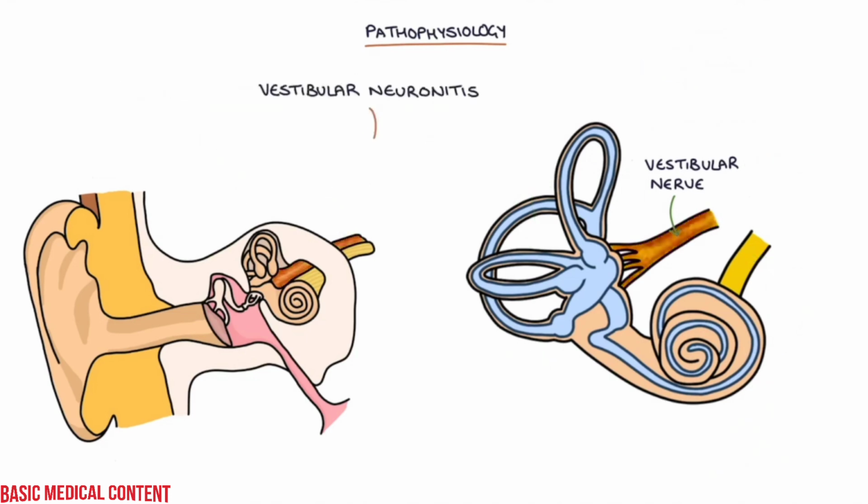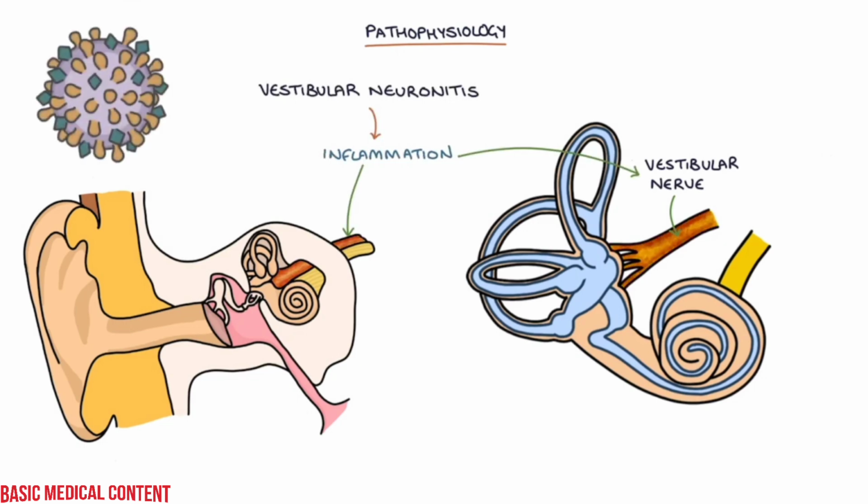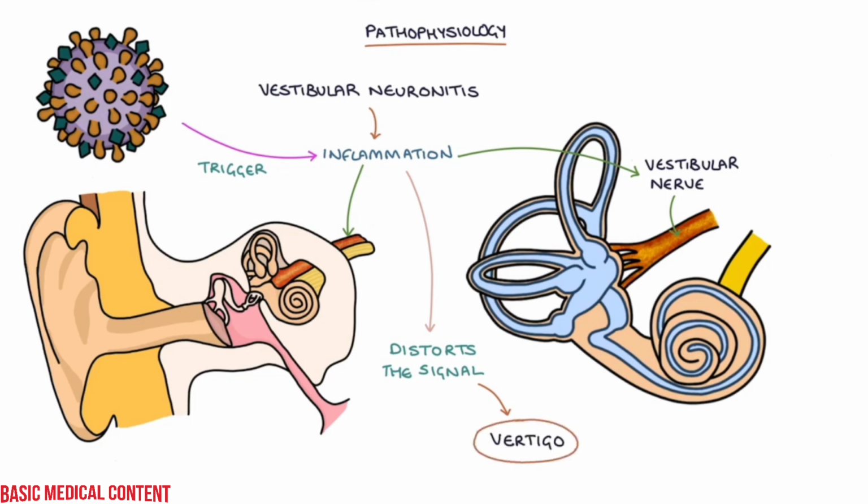Vestibular neuronitis refers to inflammation of the vestibular nerve. A viral infection may trigger this inflammation. This distorts the signals travelling from the vestibular system to the brain and confuses the signal that's required to sense movements of the head. This results in episodes of vertigo, where the brain thinks that the head is moving when the head's not actually moving.